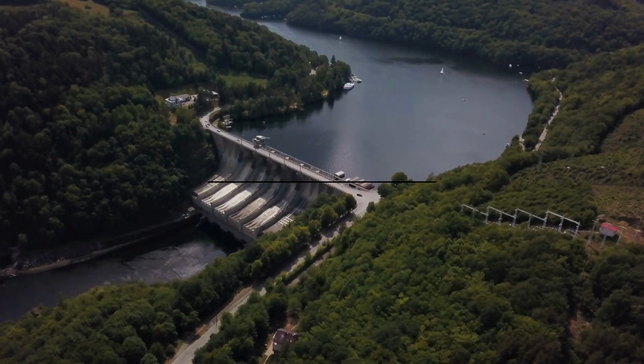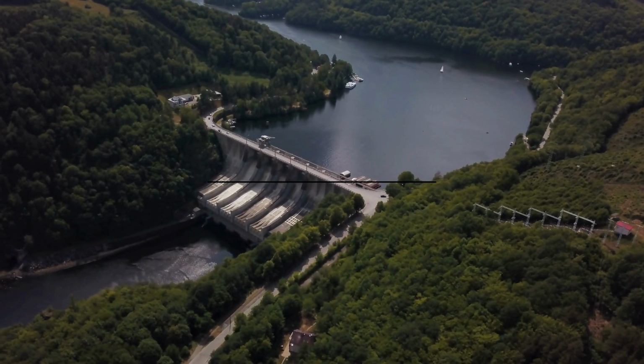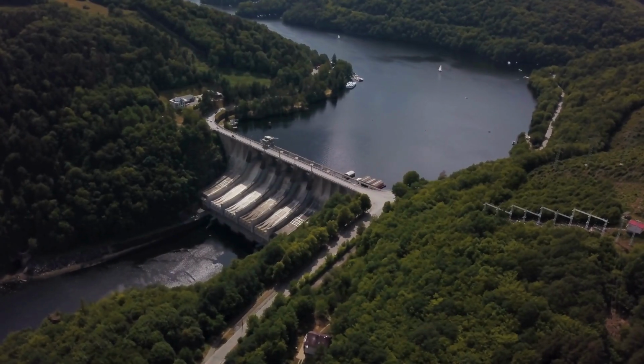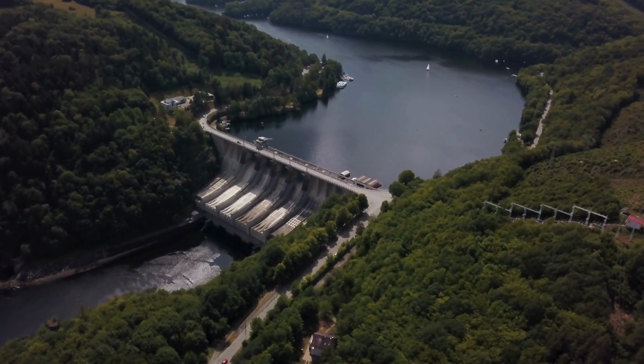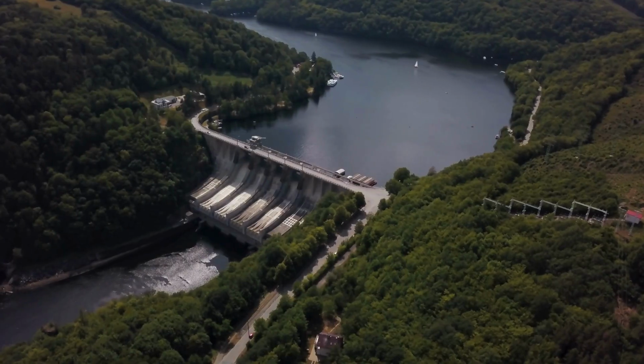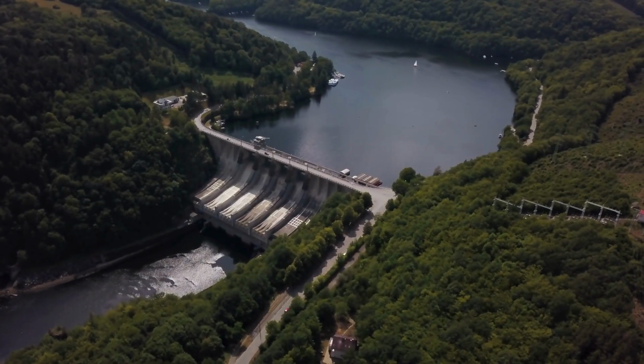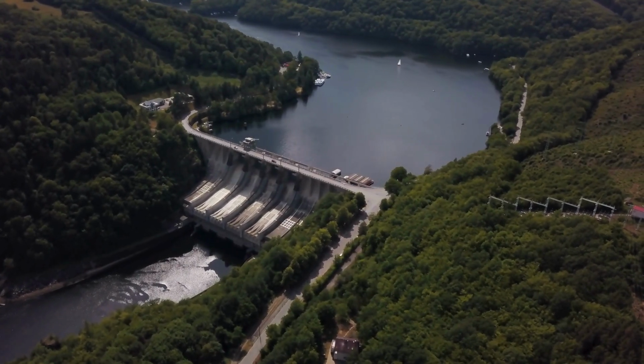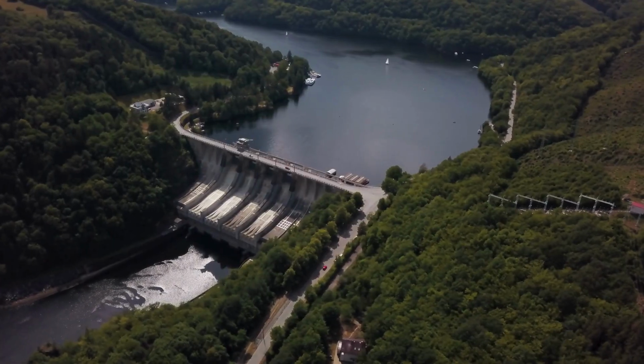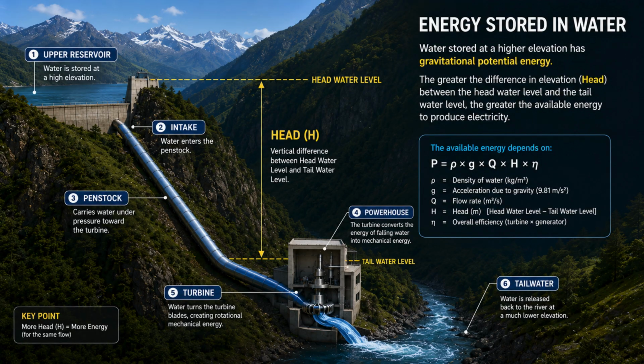The process begins with something very simple: height. Water stored behind a dam or at a higher elevation contains gravitational potential energy. The greater the difference in elevation between the water source and the turbine, the greater the available head. When water is allowed to travel downward toward the powerhouse, its potential energy is converted into hydraulic energy. Large pipes called penstocks carry this water toward the turbine, and this is where the real energy conversion begins.